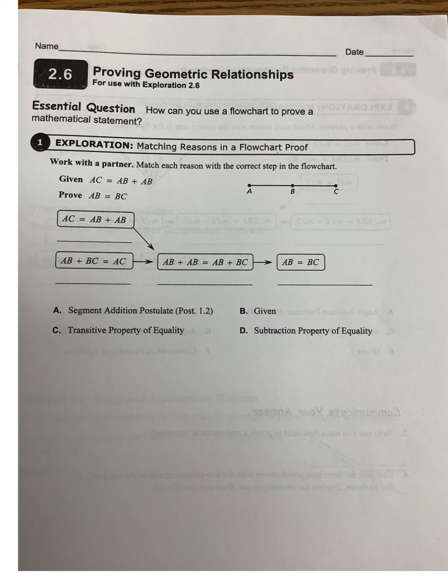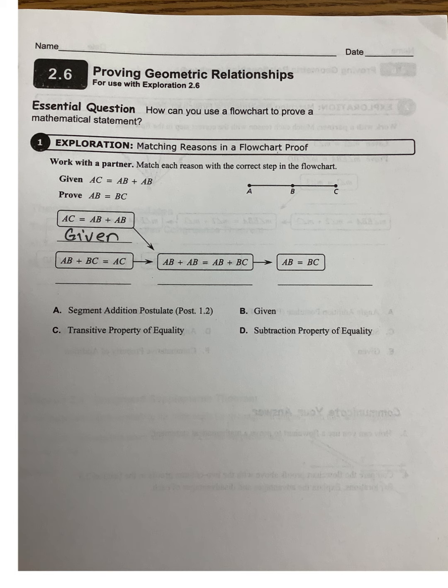Okay, so let's go through this flow chart that's here, and you see that they have 4 possible answers at the bottom for you. That's awful nice of them. That's not going to happen for you on your test. So you have AC is equal to AB plus AB. All right, so this is very similar to what we did the other day, so we're just using this as an example. So what goes in that blank? AC equals AB plus AB. The given. All right, so you're going to write given in that position.